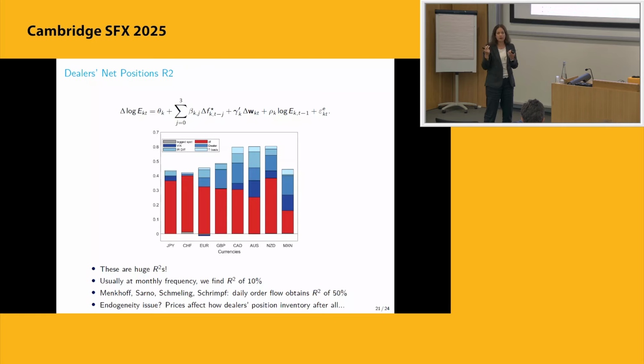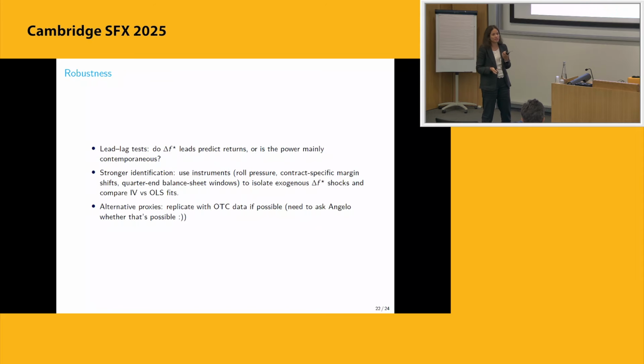So my question to the authors is, could there be an endogeneity problem that causes these R squares to be inflated? After all, these futures positions are a function of the price itself. Now, they're very careful in the paper not to claim that there's any causal relationship between the two, but I just suggest that there could be some robustness checks, such as lead lag and so on, okay?